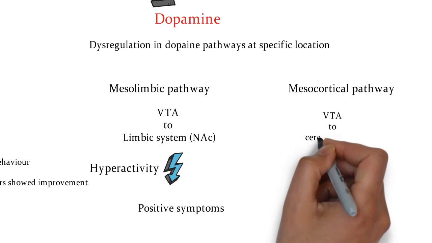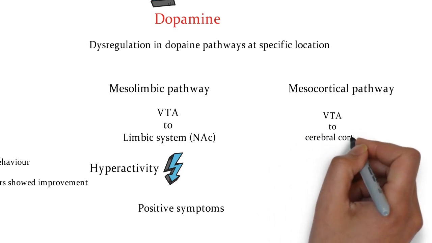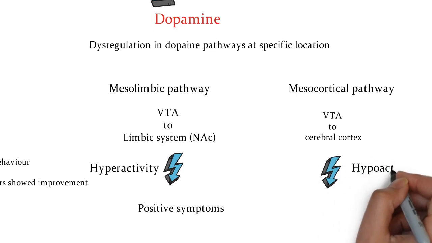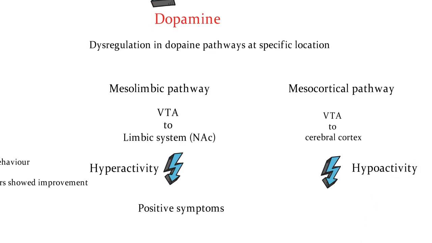Then we have the mesocortical pathway, which originates from the VTA and terminates in the cerebral cortex, and which controls attention and decision making. So hypoactivity of this pathway is found to be associated with the negative symptoms, which are the second core symptoms of schizophrenia.